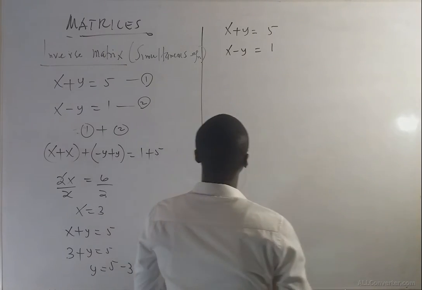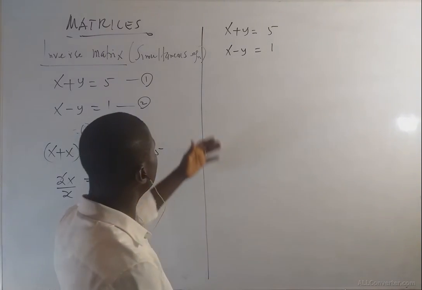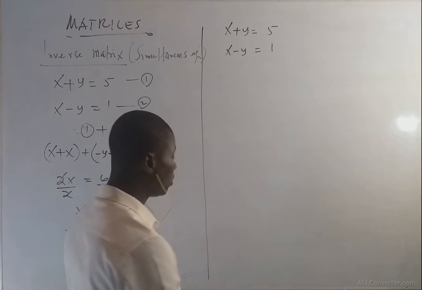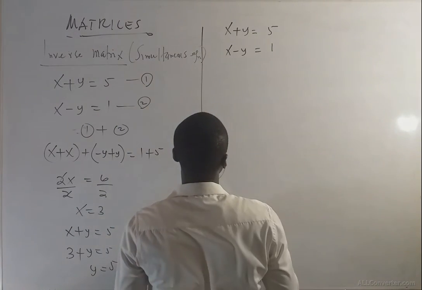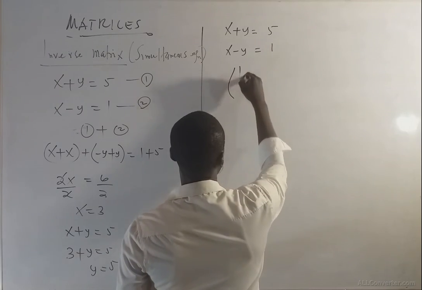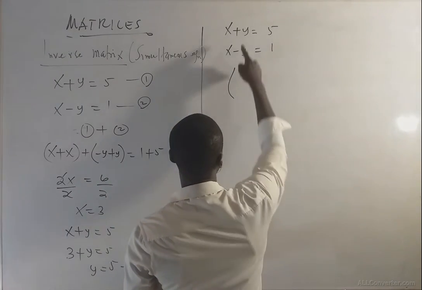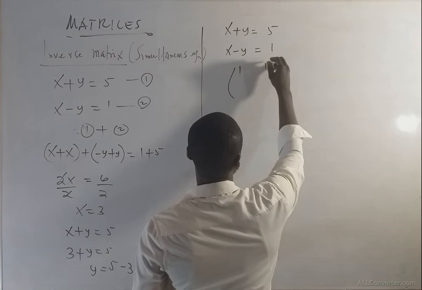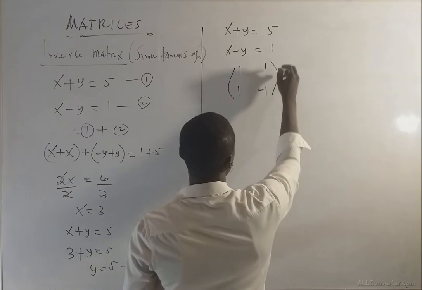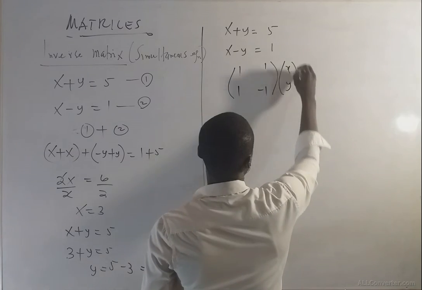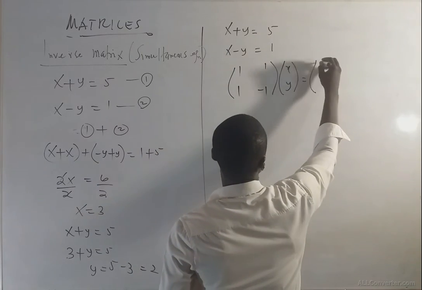Because we are using the matrix approach to solve this, you see that the coefficient of the x term here is 1, and that will be the first element of the 2 by 2 matrix. The coefficient of the y term here is also 1. That of the x term here is 1. The coefficient of the y term here is minus 1. When we multiply this by x y, we can also equate the constants, which are 5 and 1.